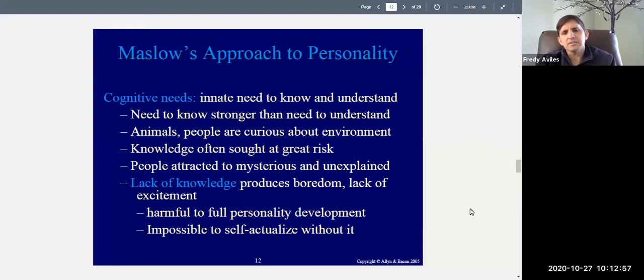What if, let's say, someone you know just disappeared and you don't know where they are? It's one thing to know why they disappeared, but you just want to know if they're still alive, right? That would bother you even more. The need to know is even stronger than the need to understand, right? You want to know that someone is alive or dead, right? To understand why, that takes less priority. Animals and people are naturally curious about their environment, and knowledge is often sought at great risk.